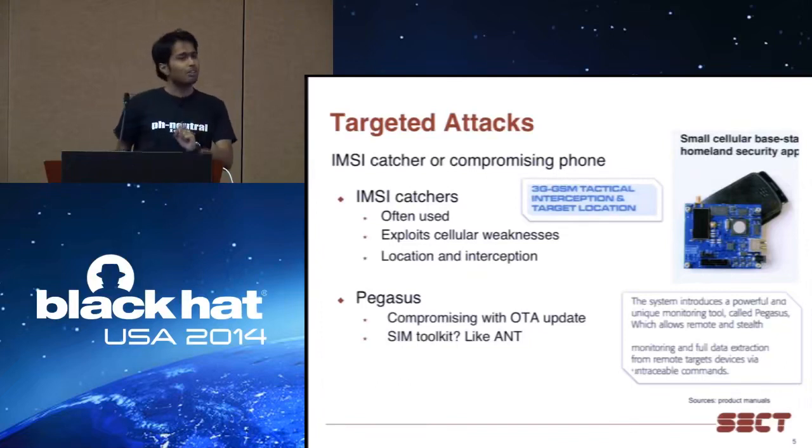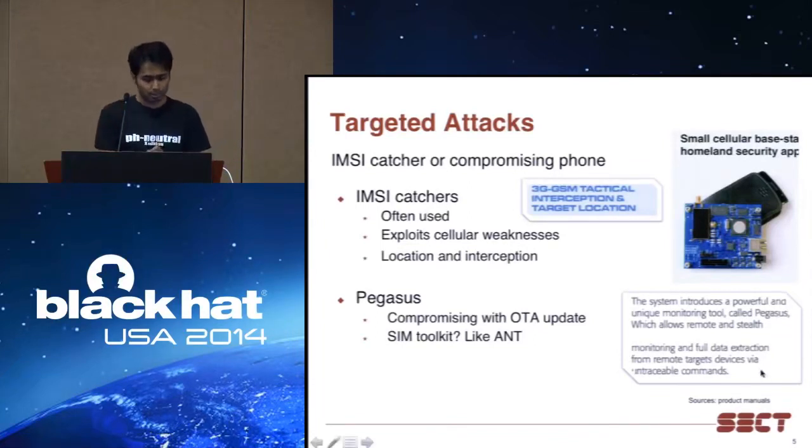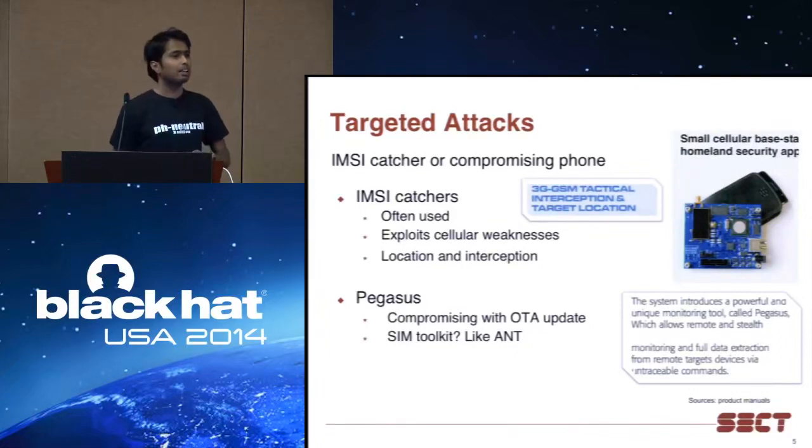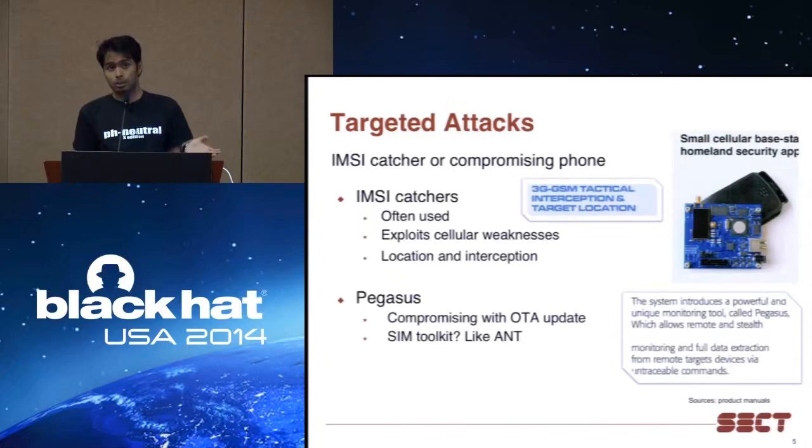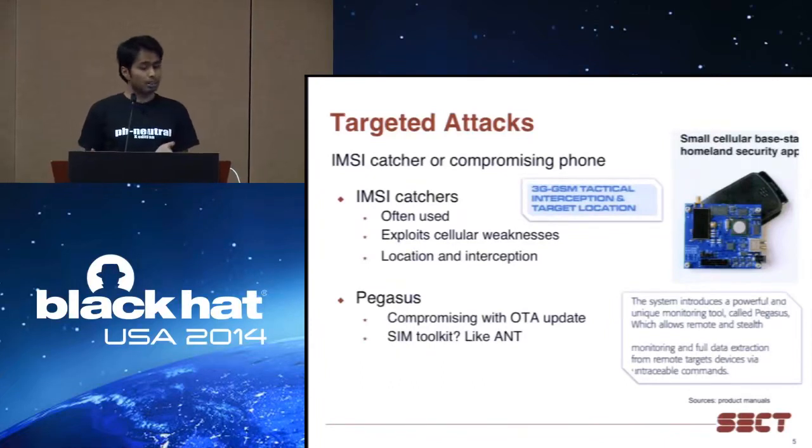So what this software basically does, this is the text from their manual. It says the system introduces a powerful and unique monitoring tool of this name, which is remote and stealth. They claim they have some exploit with which they can send a firmware to your device, and this is a compromised firmware which can silently send all the data, whatever they want, back to their server. Now, how do they do it? Do they have some OTA exploit? How do they exploit the OTA protocol? We don't know. So this is one more method they use.